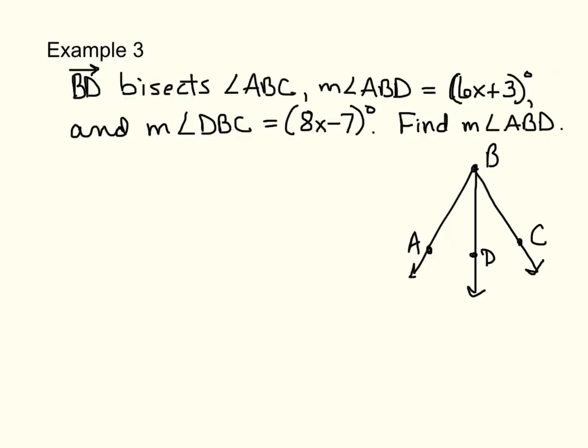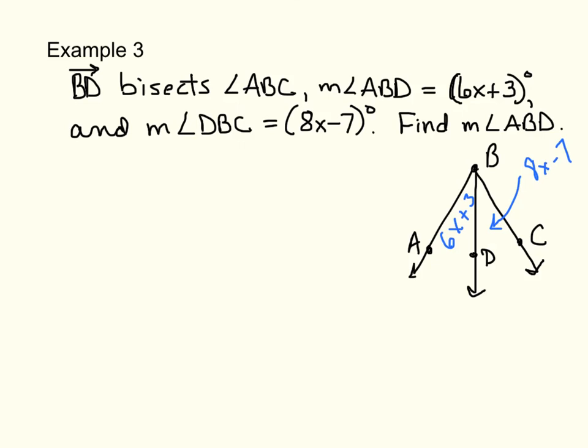Our last example, example number 3. Ray BD bisects angle ABC. The measure of angle ABD is 6x plus 3, and the measure of angle DBC is equal to 8x minus 7 degrees. Find the measure of angle ABD. Once again, draw your diagram and label it. Always label. So if I have my picture, we know that ABD, this angle right in here, is 6x plus 3. We know that DBC, which is this angle, is 8x minus 7.